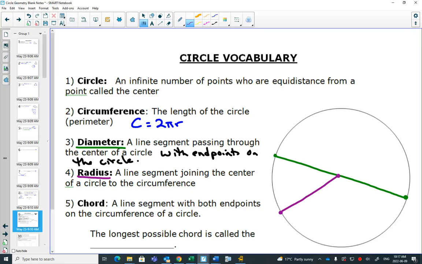Next color, I'm going to go to blue. I'm going to underline chord in blue. This was one of the definitions you did the other day. A chord is a line segment with both endpoints on the edge of a circle, or on the circumference of the circle. So a diameter is a special kind of chord. And in fact, the longest possible chord is exactly that.